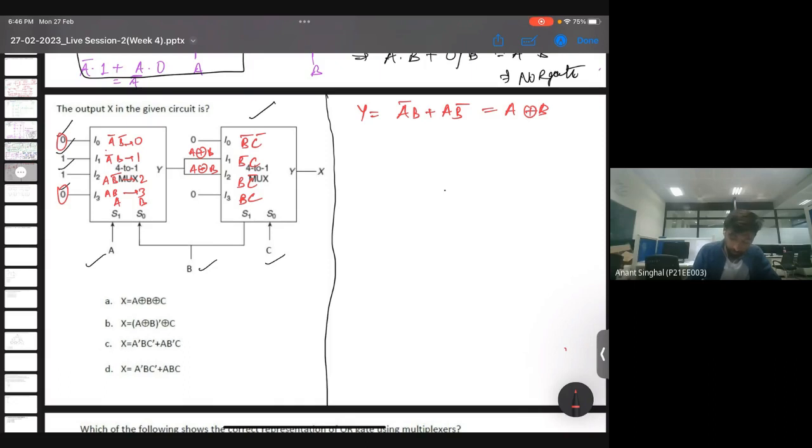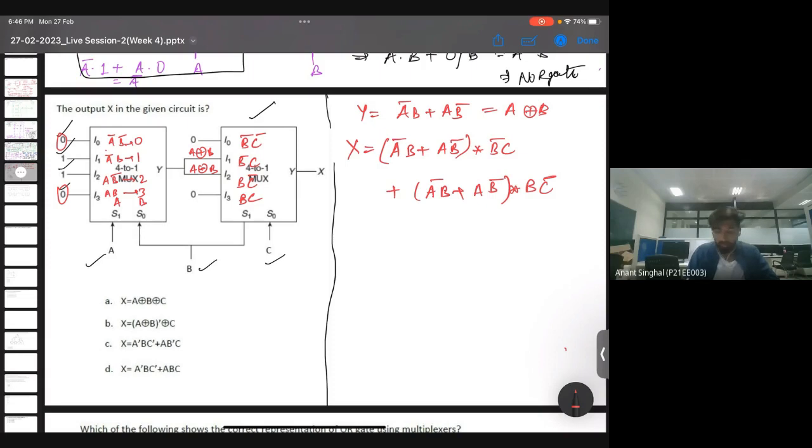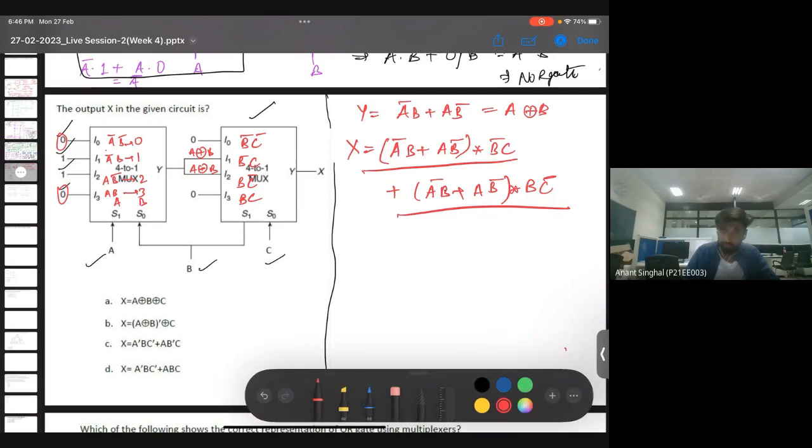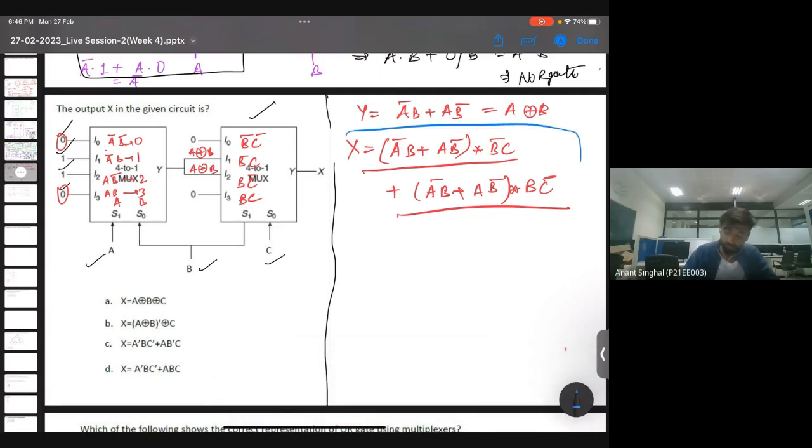So if I try to simplify it, since both of them have b XOR c as the input, if I try to calculate x, x is nothing but, maybe I'll write as a b bar plus a bar b, then it is multiplied with b bar c, and then again a bar b plus a b bar, then it is again multiplied with b c bar. I hope it is clear. Is this step clear? Anyone? Is this step clear?